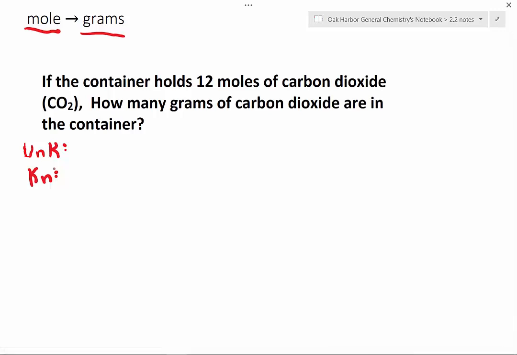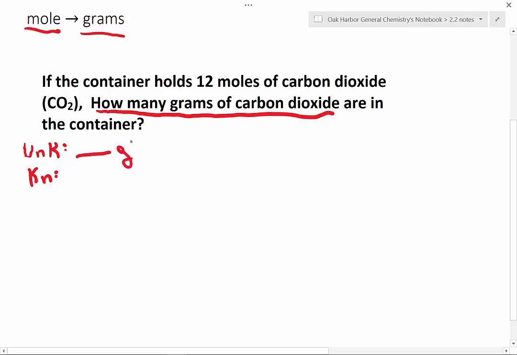Now, this says if a container holds 12 moles of carbon dioxide, CO2, how many grams of carbon dioxide are in the container? So our thing we are looking for is how many grams of carbon dioxide are in the container. So that's what we want to come out with at the end. That's what our unit should be. The thing we're starting with is we're given 12 moles of carbon dioxide, 12.0 moles of CO2.